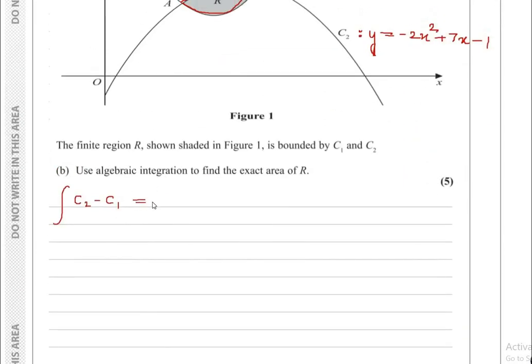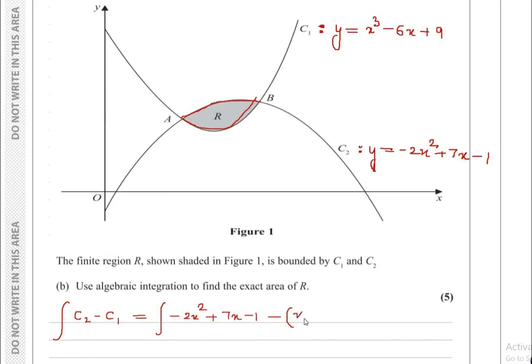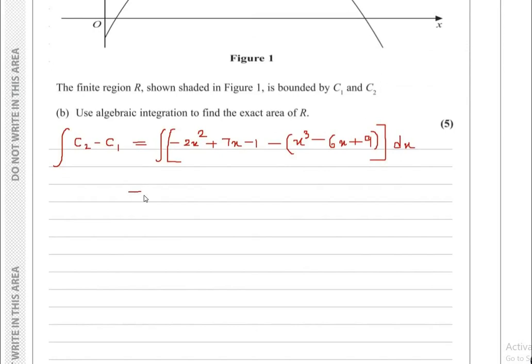Here in the integration part, we have the integration of C2, which was minus 2x squared plus 7x minus 1, minus the equation of C1, which was x cubed minus 6x plus 9. So we are going to integrate the given equations. So let us see now. First, let us simplify these brackets. So the integration of minus 2x squared plus 7x minus 1 minus x cubed plus 6x minus 9 dx. Now let us further simplify and combine the like terms.